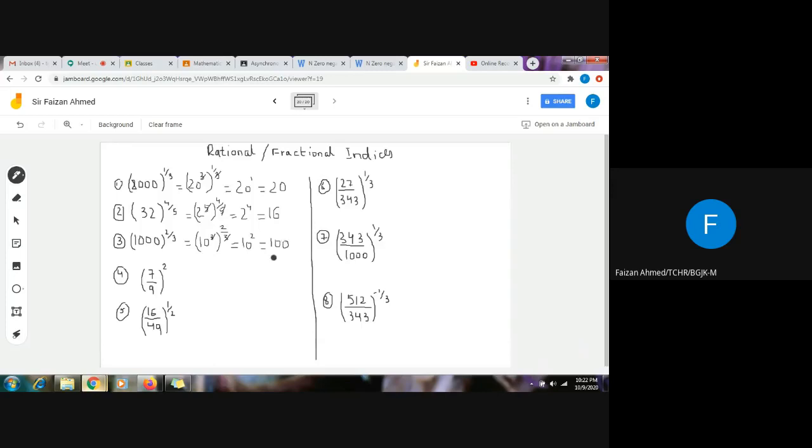So the trick is very simple. Just focus on the number written in the denominator, and think of a number inside the bracket so that those numbers can be cancelled out, and then you can solve it further. The next one is 7 upon 9 whole square, which means I have to give the power to all the things, since this is a whole power. So I will just distribute the powers like this, and I know that 7 square is 7 multiplied by 7, that is 49, and 9 square is 9 multiplied by 9, that is 81.